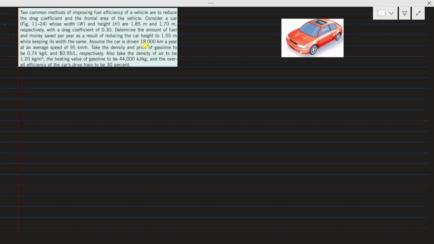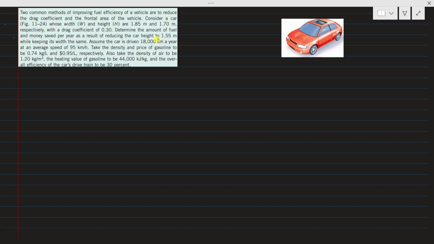Assume the car is driven 18,000 km a year at an average speed of 95 km per hour. Take the density and price of gasoline to be 0.75 kg per liter and $0.95 per liter respectively. Also take the density of air to be 1.2 kg per meter cube, the heating value of gasoline to be 44,000 kilojoule per kg, and the overall efficiency of the car drivetrain to be 30%. So all the scenarios and data have been given in this statement, and the figure of the vehicle is also provided for easy understanding.